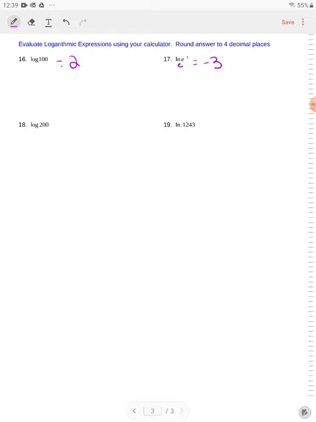I get -3. Okay, log of 200 is 2.3010299996, and I didn't follow directions, but I wanted you to see the number. So we want 4 decimal places. If you count 1, 2, 3, 4, so you're rounding the zeros. So my answer is approximately 2.3010, and because that's a 2, it stays a 0.